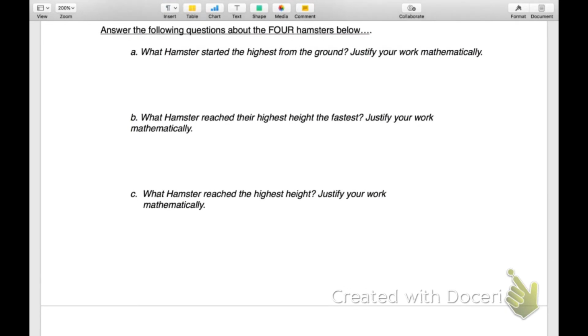So we have to answer the following questions about the 4 hamsters below. For part A, we pretty much compare these 4 hamsters. Part A: what hamster started highest from the ground? Remember, the starting point is your y-intercept, and to find your y-intercept, you plug in 0 for x.